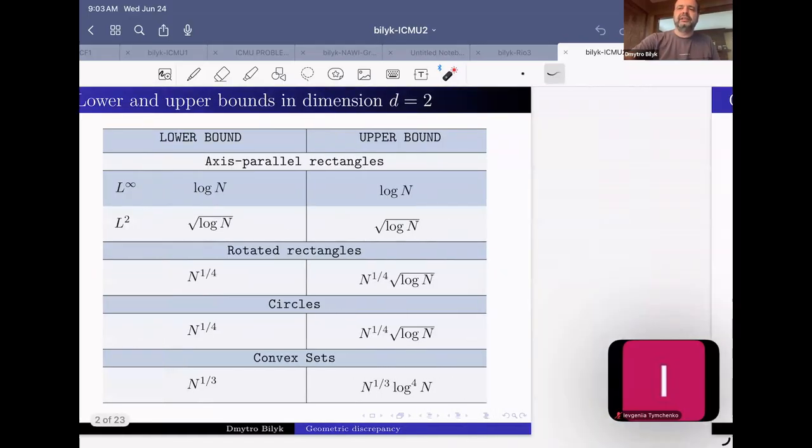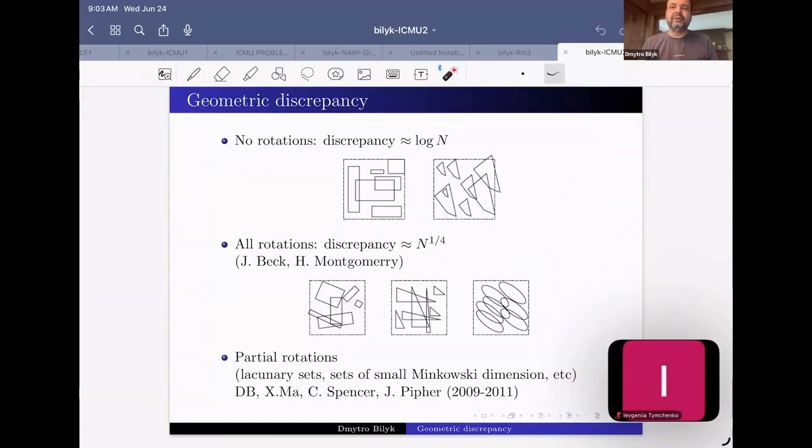And this is a general trend. Actually, I will not talk about the results. But if there are no rotations or directions are somehow fixed, usually the discrepancy is logarithmic. And if you have all rotations, or if you have some sort of either rotational invariance or a curvature involved in the sets in your test sets, then the discrepancy is of the order n to the power 1/4. There were several results of this type. There's still some work going on of this type, and these results also propagate to higher dimensions.